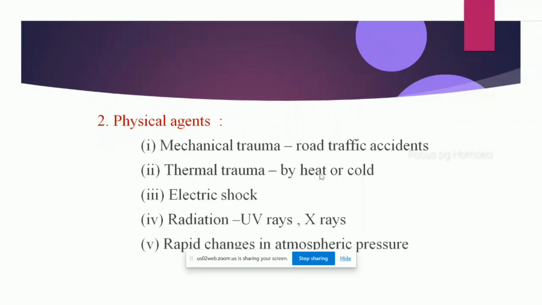The next one is physical agents. What are physical agents? Mechanical trauma, which means road traffic accidents. Then thermal trauma, by heat or cold. The next one is electric shock. The next one is radiation, for example ultraviolet rays, X-rays, etc. Then rapid changes in atmospheric pressure. These are the physical agents.